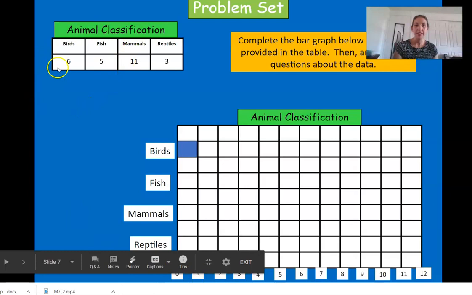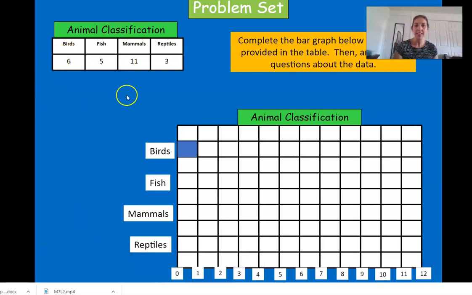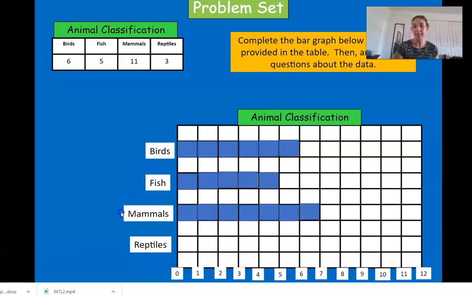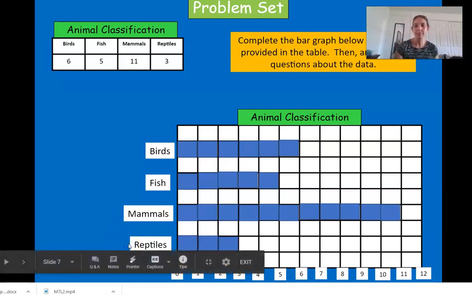If you color in one box, then you have 1 of that animal. All right, now we're going to start coloring in 6 for the birds. 1, 2, 3, 4, 5, 6. For the fish, we have 5. For the mammals, we have 11. Whoa, look at all those. All the way to 11. And for the reptiles, we have 3.